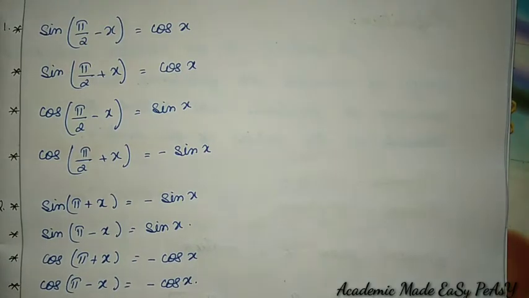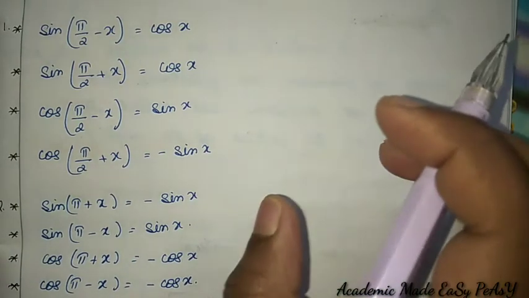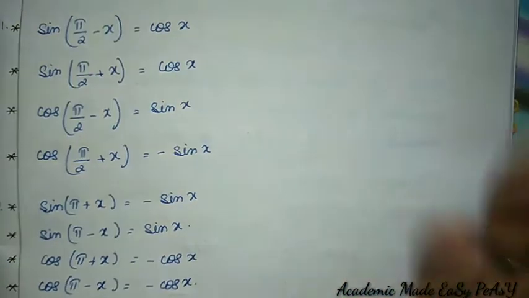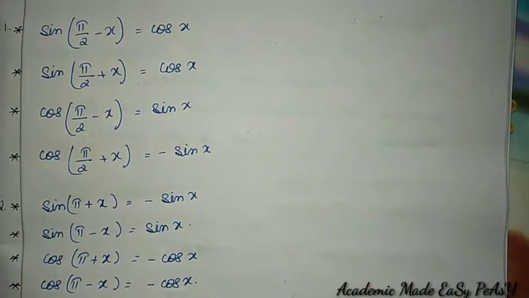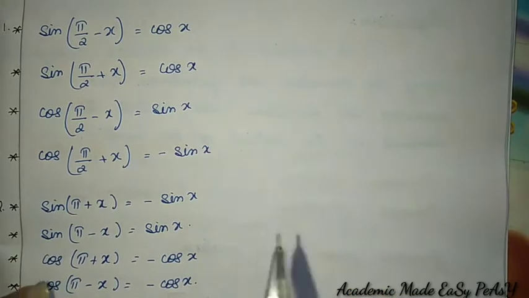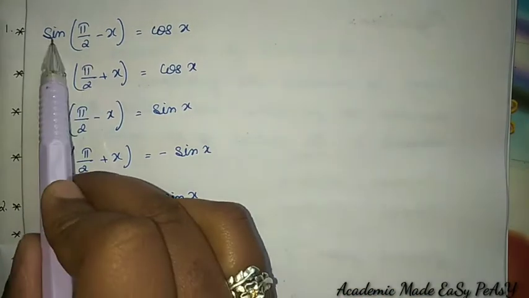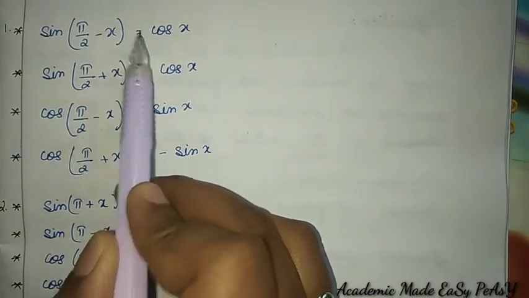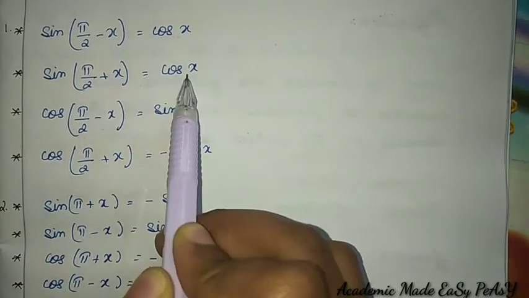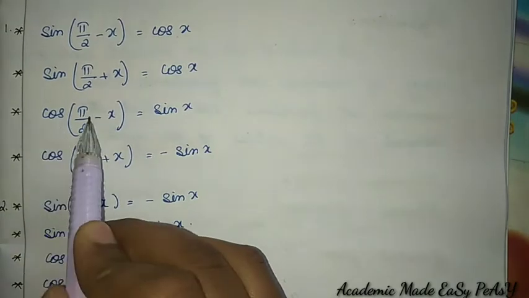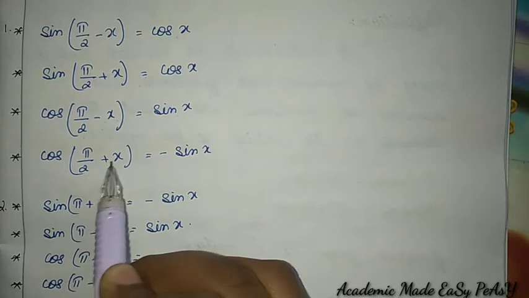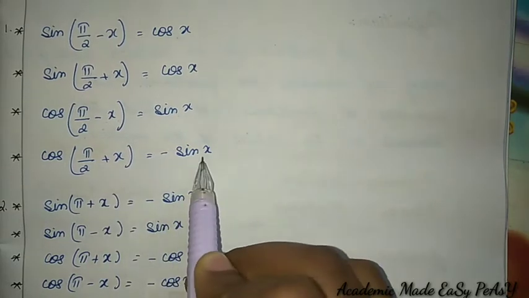Okay, so this is also one of the important properties. We already learned it in class 11, no? So I'm just recapping it. I didn't give these properties in the introduction, so just make a note of it. Sine pi by 2 minus x is equal to cos x. Sine pi by 2 plus x is equal to cos x. Cos pi by 2 minus x is equal to sin x. Cos pi by 2 plus x is equal to minus sin x.